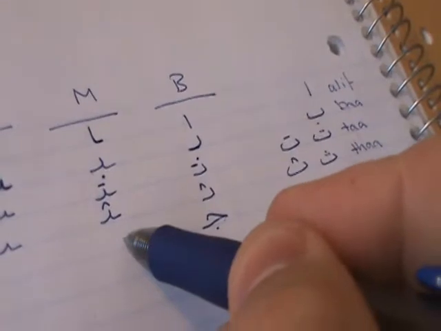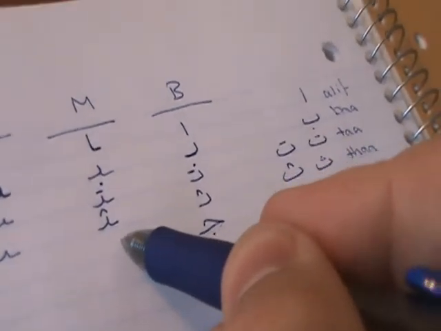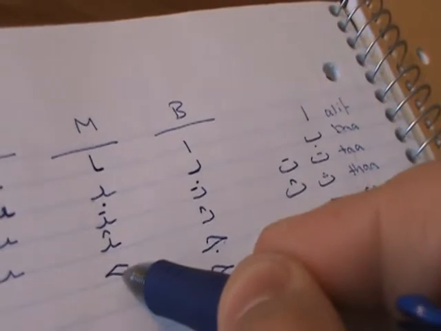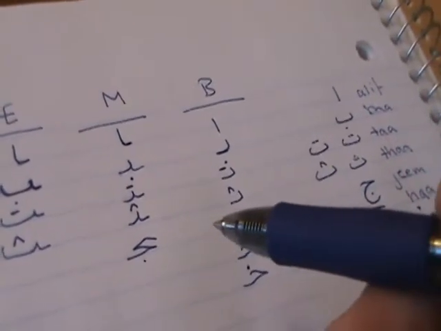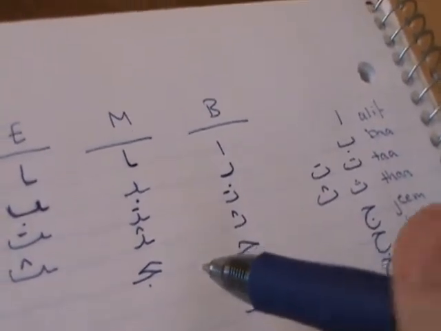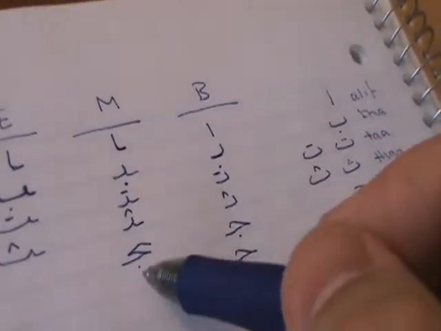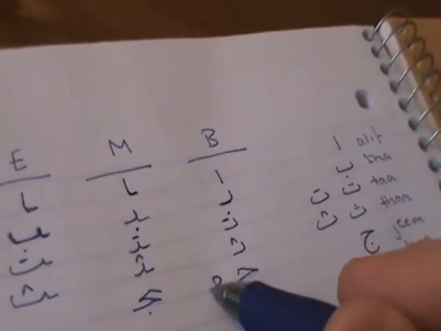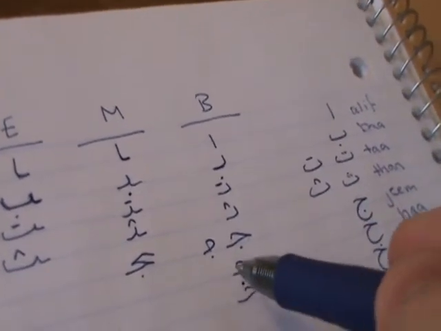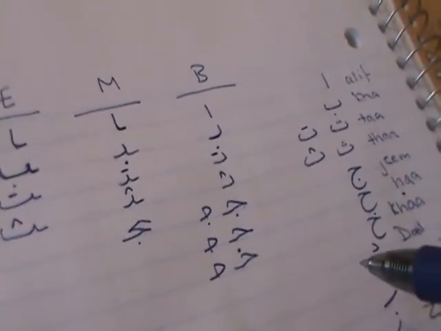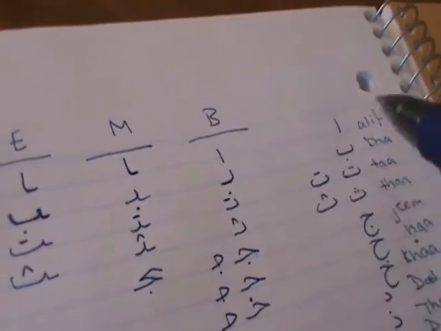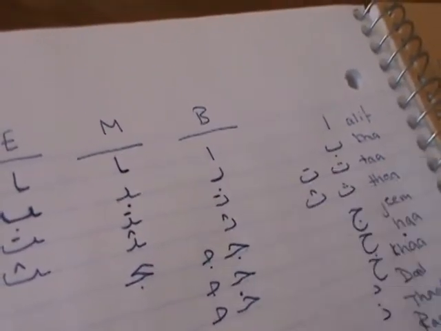Jim in the middle is something like this. Well, depending on the type of calligraphy you're writing, if it was Naskh, it would look like that. If it was Ruq'ah, it will look like this. This is Jim, and this is Ha, and this is Kha. Somehow similar to Ta, but it's not. We will look at the difference between them.